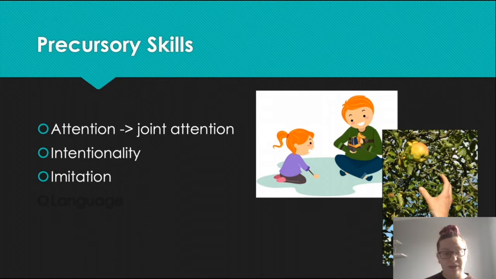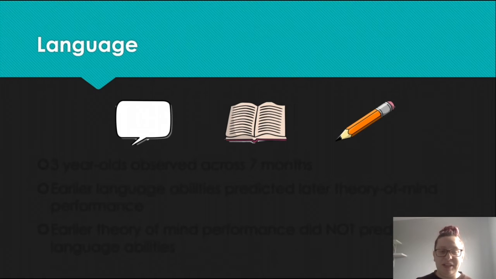Children also develop the skill of imitation, which allows them to copy what others are doing, to put themselves in another's shoes and see how they may be feeling. Another important skill that's thought to underlie a lot of theory of mind is language. Let's dive a little bit deeper into understanding how language impacts theory of mind.